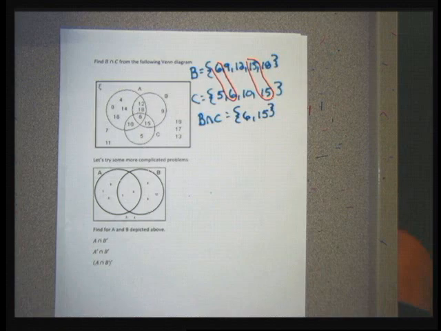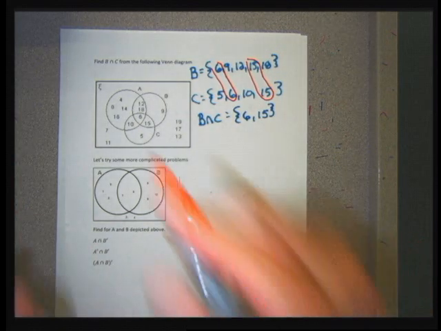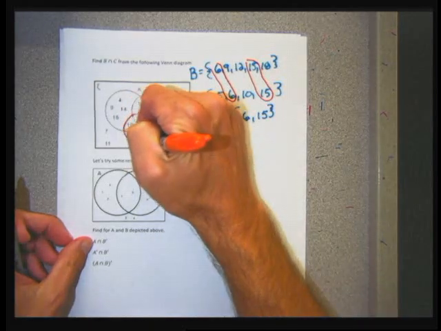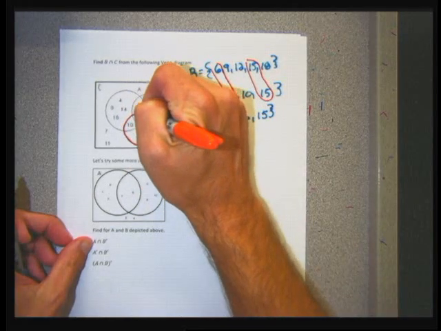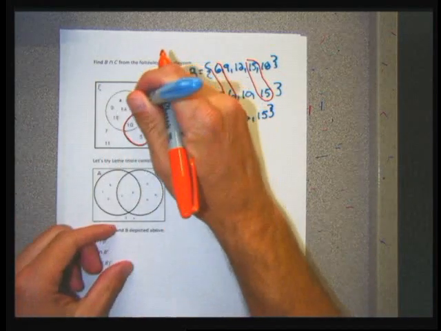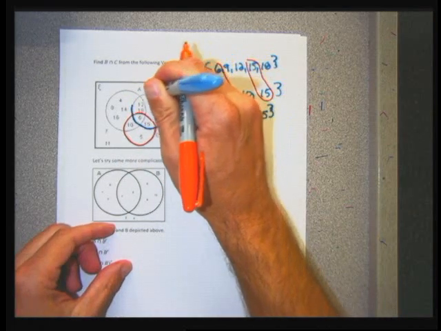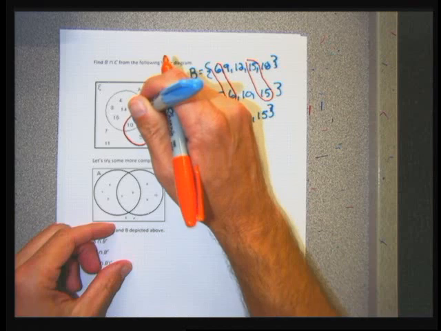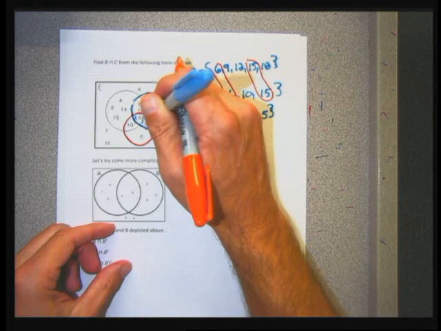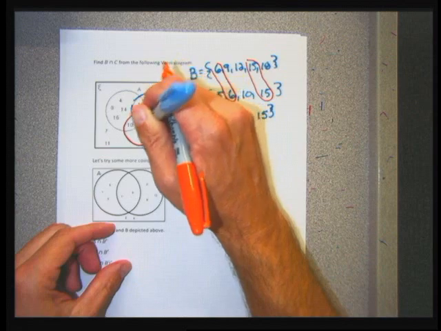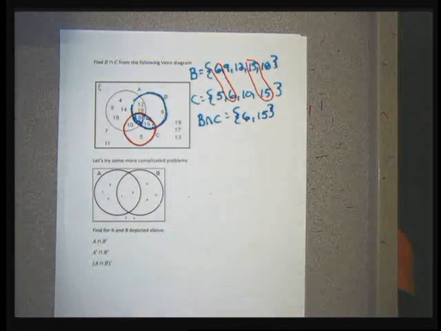Pictorially, it's slightly more complicated when you have 3 circles. But if I isolate the C circle, draw a circle around it, and isolate the B circle, draw a circle around it, the region where those 2 circles overlap, which is this region here in the middle between the 2 circles, contains the intersection, the numbers 6 and 15.